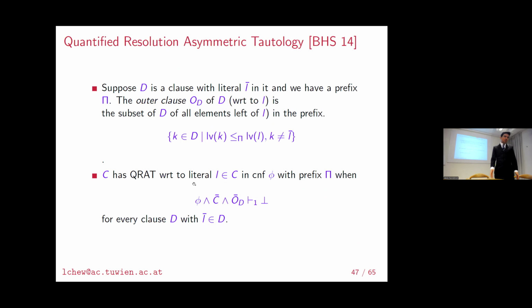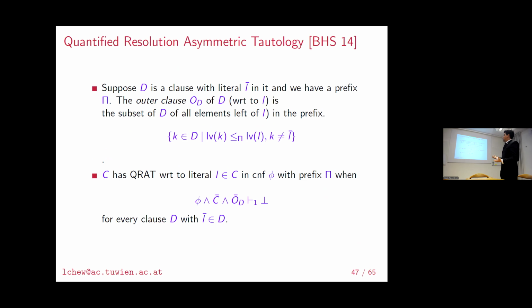Okay, so what is a quantified resolution asymmetric tautology? Now, if you're familiar with RAT, this is the part that is different. Normally when you did this sort of block clause addition that you do in RAT, you have a clause that you want to maybe add or remove, and you have all these other clauses that you need to check it against, so the clauses that contain the negative literal.